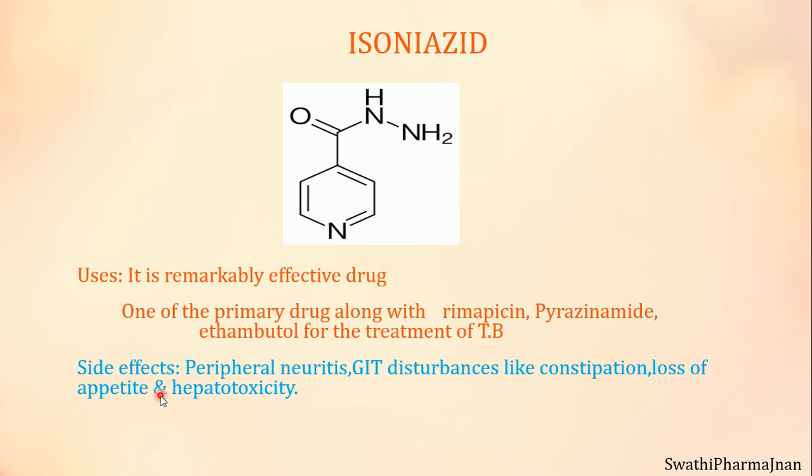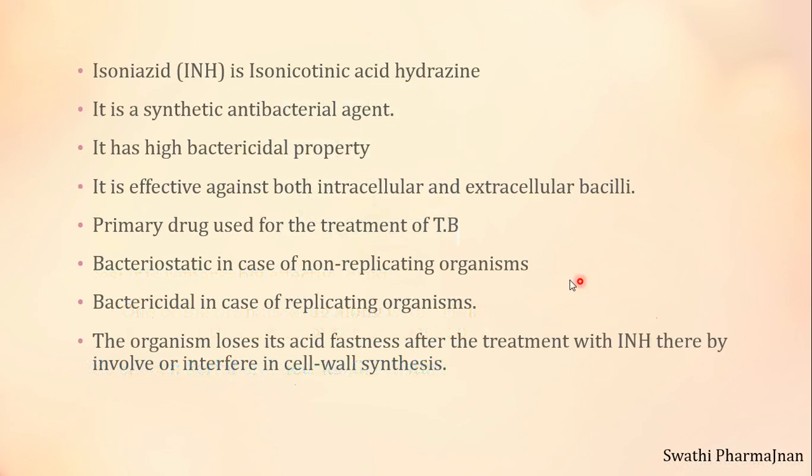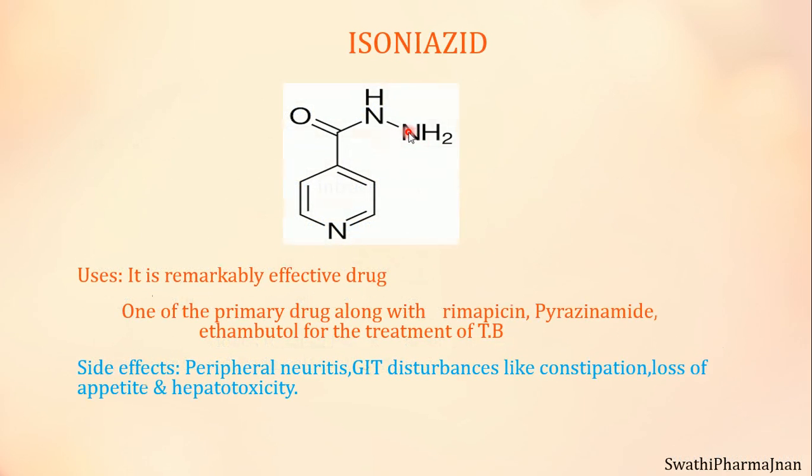If the patient has taken long-term usage of isoniazid, then the side effects will be peripheral neuritis, meaning inflammation of the peripheral nerves. GIT disturbances like constipation can occur, loss of appetite, and hepatotoxicity can be observed in the patient. A few important points about isoniazid: it is also called isonicotinic acid hydrazide. The hydrazine formula is NH-NH2.